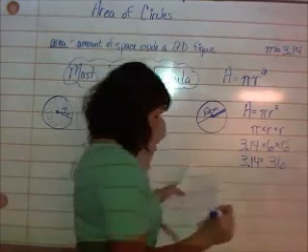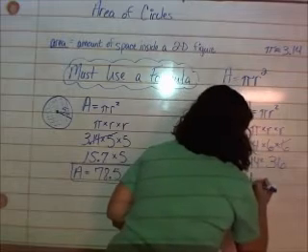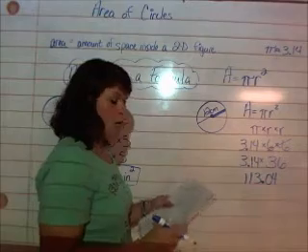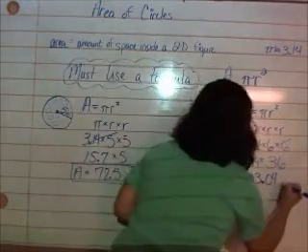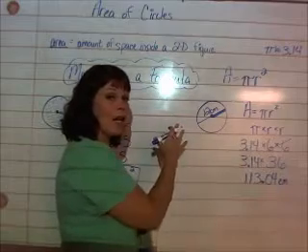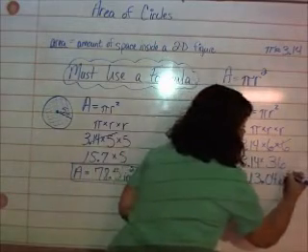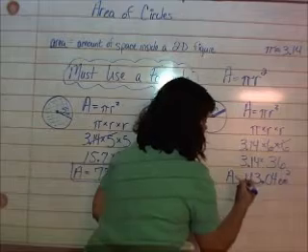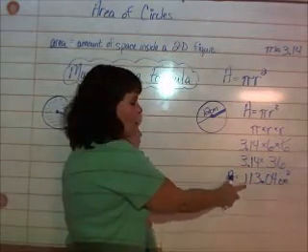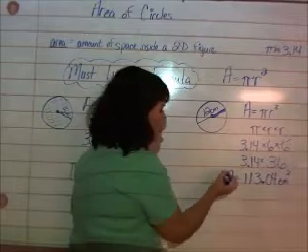Now if I multiply that, I'm going to get 113.04. And of course, don't forget your labels. We said centimeters, and because it's area, it's going to be squared. So my area for this circle would be 113.04 square centimeters.